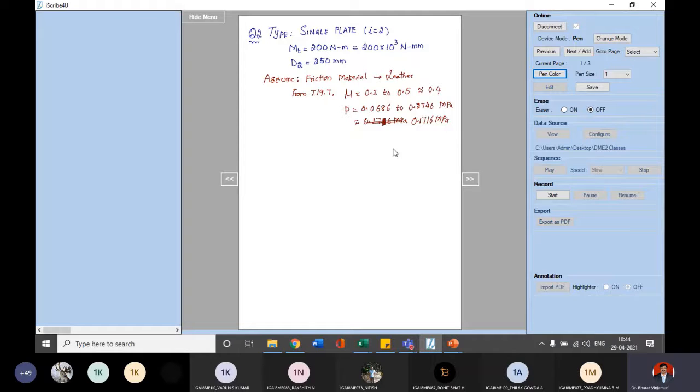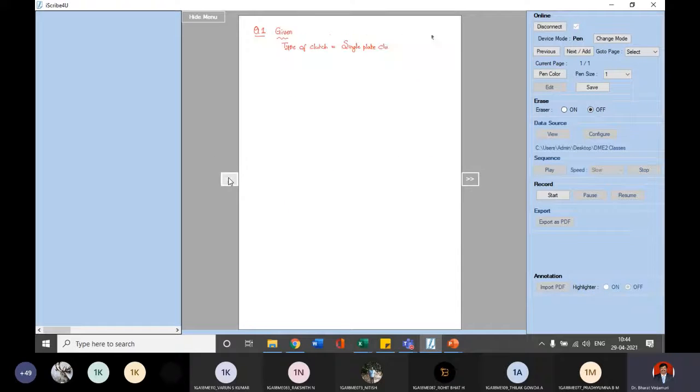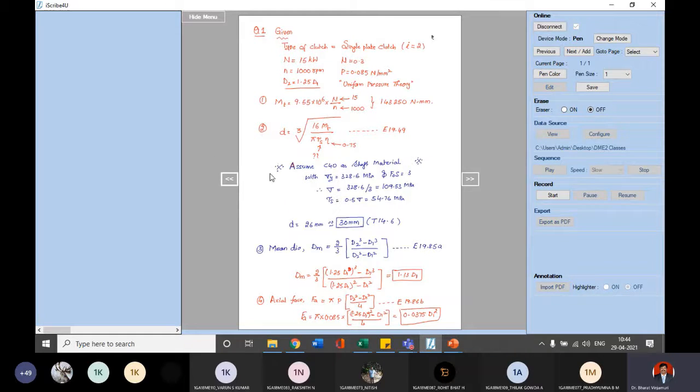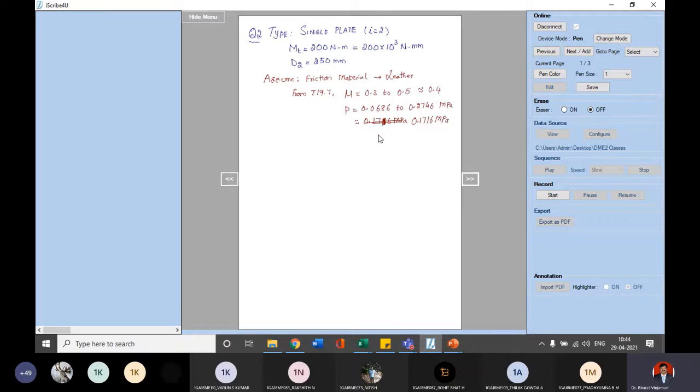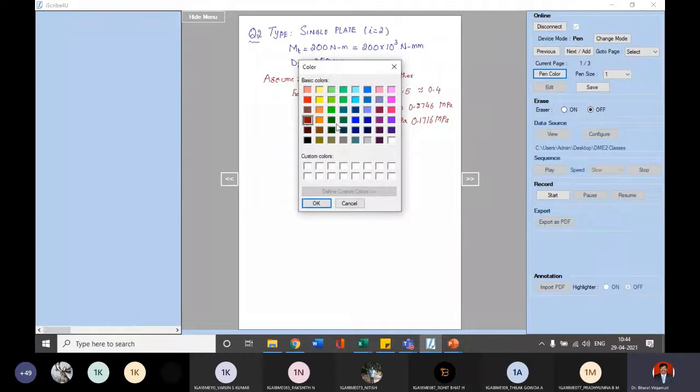Next, what is the other assumption we do? The other assumption is the shaft material. The same way as you have done here, assume C40 as the shaft material. This assumption is also very much required. At this point of time, that assumption we will keep. Let me start with the design now, as usual.